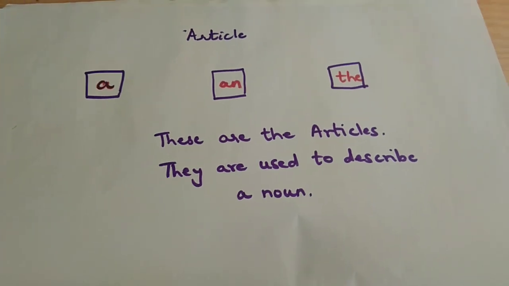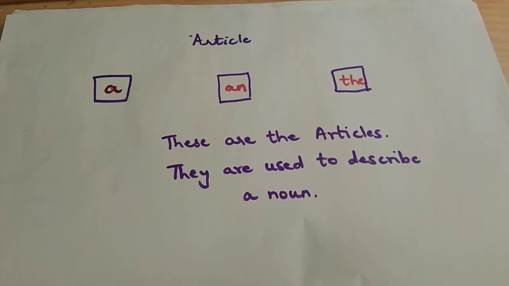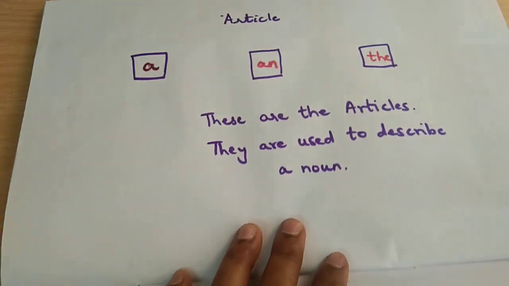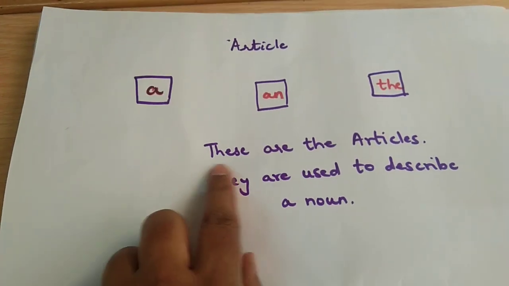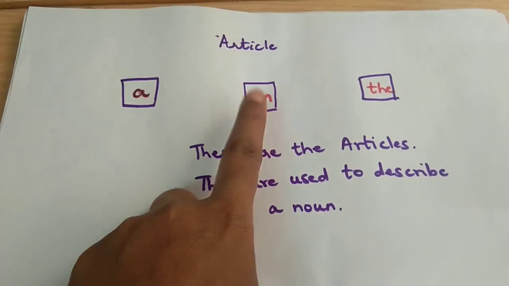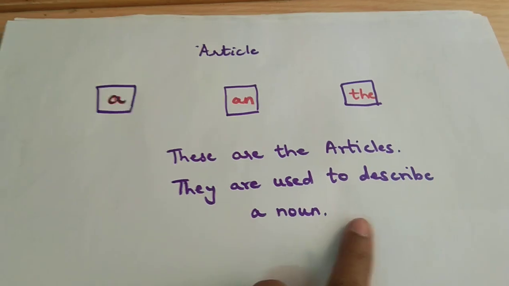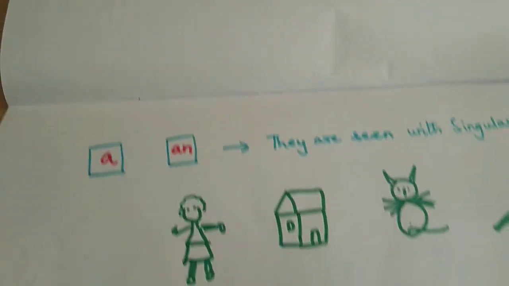Hello friends, today we have chosen articles as the subject and have come up with a few handmade worksheets to support our learning. So let's see what an article is. These are the articles, that is a, an and the. They act as adjectives and are used to describe a noun. So let's see some examples.